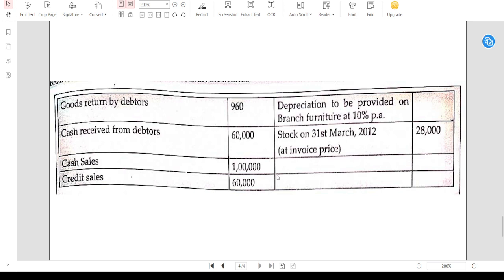So we need to calculate the closing balance of the cash in hand, which means petty cash balance, as well as the most important one, the Sundry Debtors balance, because everything is given but Sundry Debtors closing balance is not given, and also cash in hand. So these two pieces of information we need to get, and you are going to get them from the branch debtors account and petty cash account. Okay, that we need to prepare.